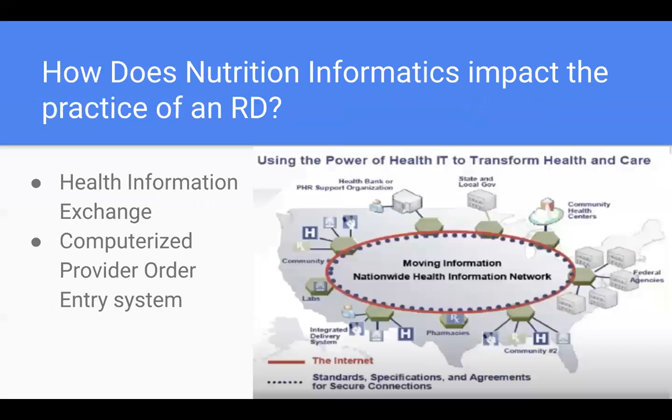So how does nutrition informatics impact the practice of an RD? So the first one is health information exchange, which is represented in the infographic to the right there. Electronic Health Information Exchange, or HIE, allows doctors, nurses, dietitians, and other healthcare providers and patients to appropriately access and securely share a patient's vital medical information electronically, improving the speed, quality, safety, and cost of patient care.